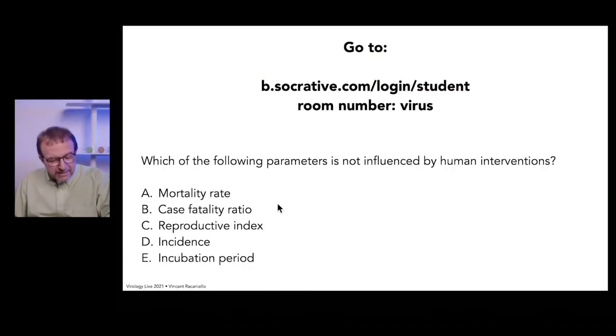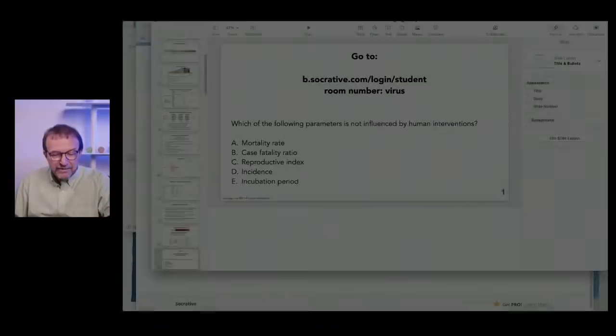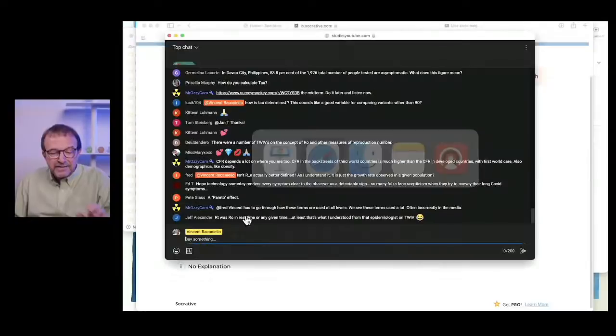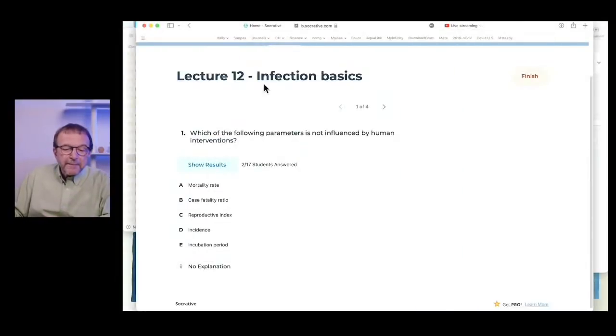All right, let's take a little quiz here. Socrative. Here we are. Which of the following parameters is not influenced by human interventions? Mortality rate, case fatality ratio, reproductive index, incidence, incubation period.